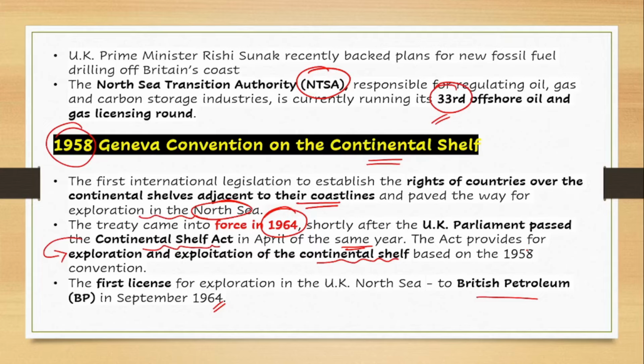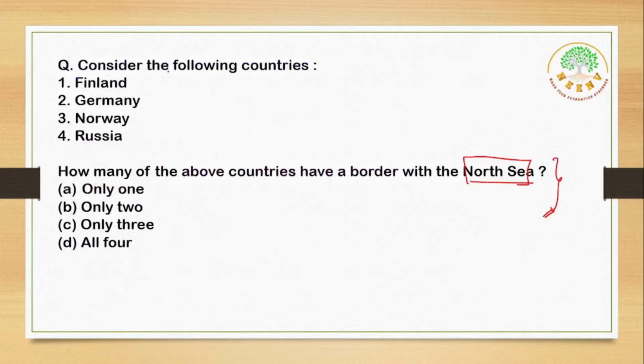So if you look at the options, we have Finland, we have Germany, we have Norway, we have Russia. So how should you approach this question? You should first start by elimination. If you think of the North Sea, Russia is nowhere close. So Russia should have been the first one to get eliminated. Next, if this is Russia, Finland is somewhere here. So Finland should have been the next one to get eliminated, and we would have been left with Germany and Norway, giving the option only two correct.